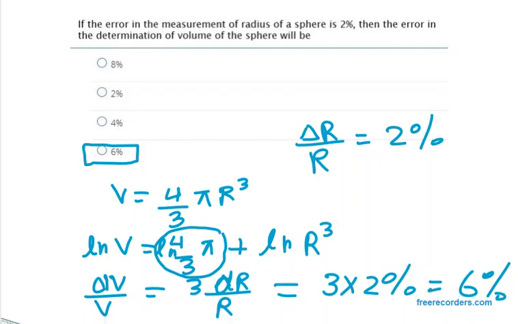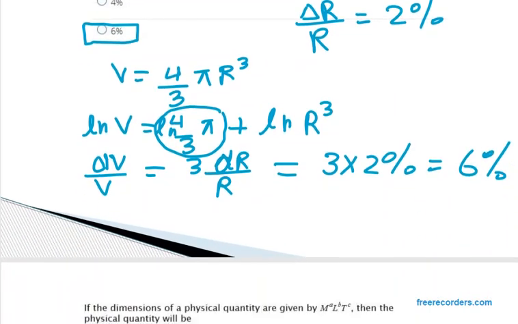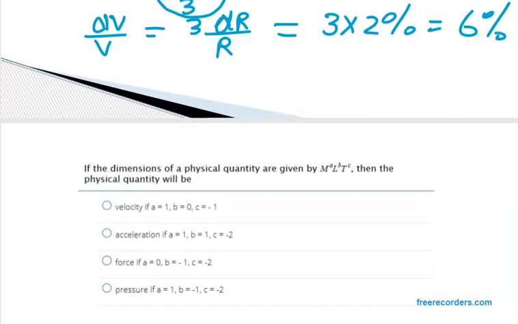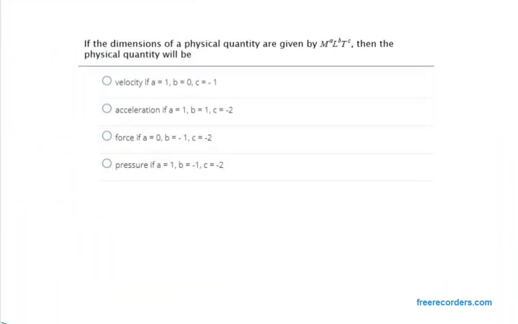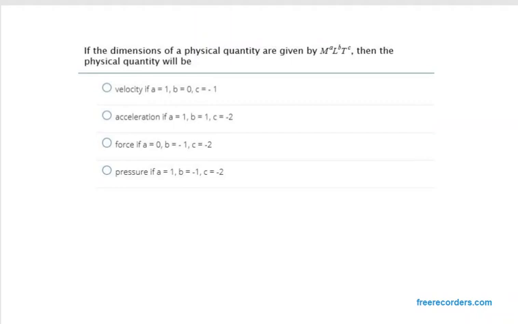I hope this is clear to you all. Let's move on to the second question. Okay, so the second question is, if the dimensions of a physical quantity are given by M^a L^b T^c, then the physical quantity will be. You have to choose one answer to this.